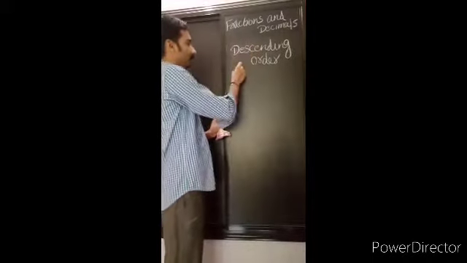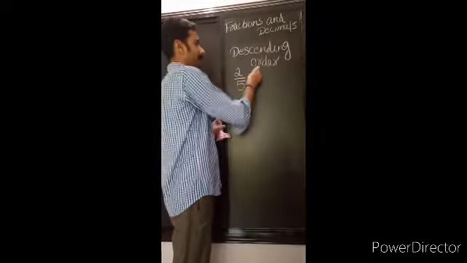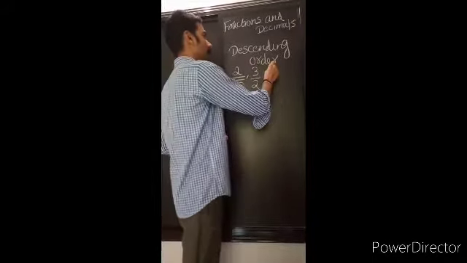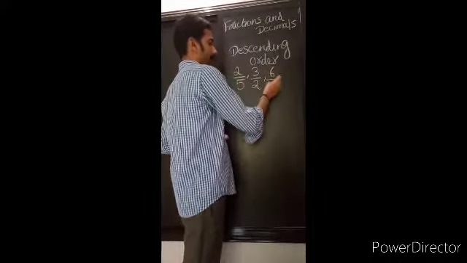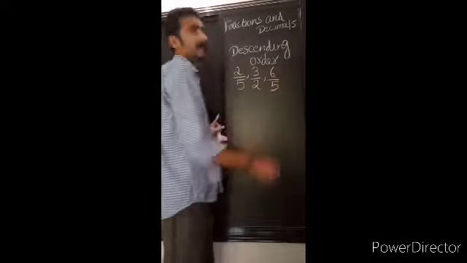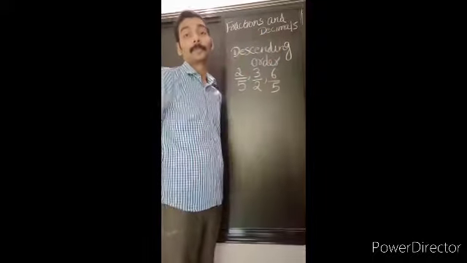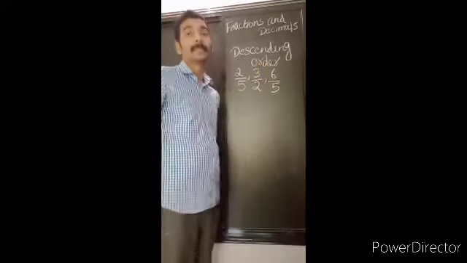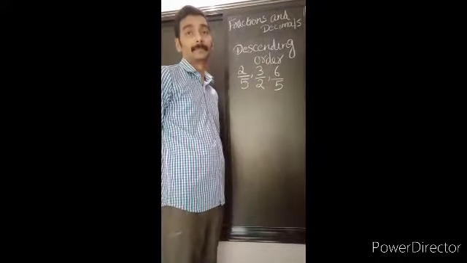Okay. The question is 2 by 5, 3 by 2, 6 by 5. These are the questions. You know descending order? Descending order means highest number to lowest number. In this type of question, first we find the LCM.